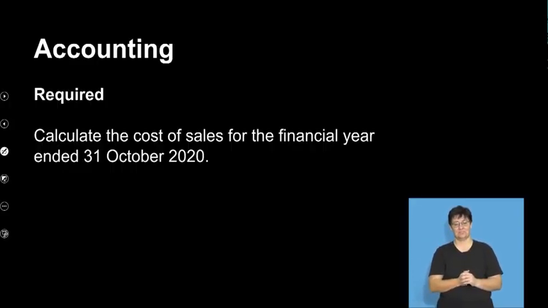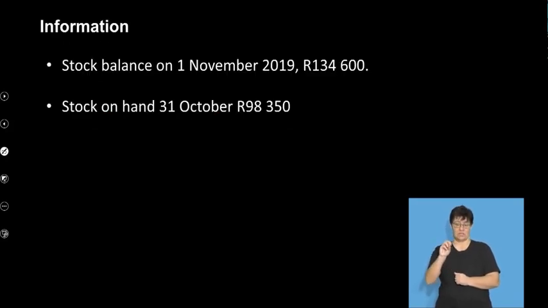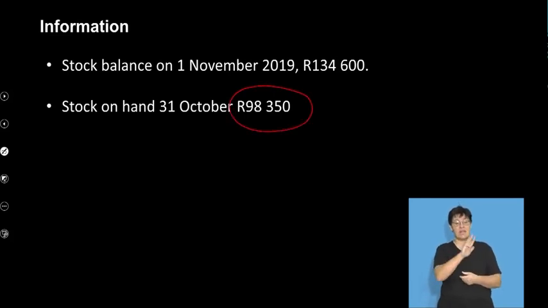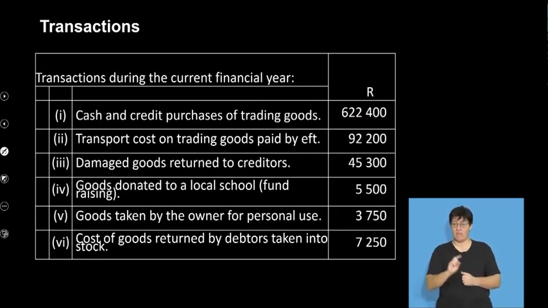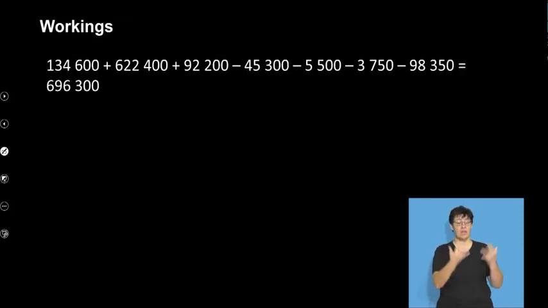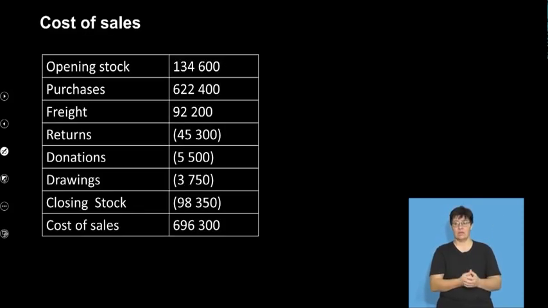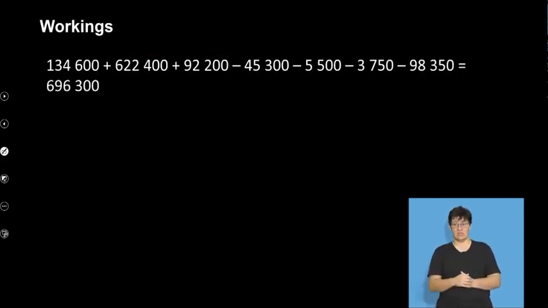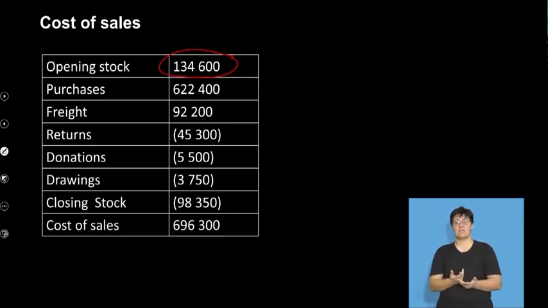Now the question says, calculate the cost of sales for the financial year ended 31st of October. And here we start off by saying, my stock on hand was 98,350. So the first thing that I do is, in my calculation, watch. I start off with my opening stock of 134,600. What I'm also doing for you, I'm showing you the same calculation as a calculation, and I'm showing it to you as a formatted question, depending on what is asked in the exams.